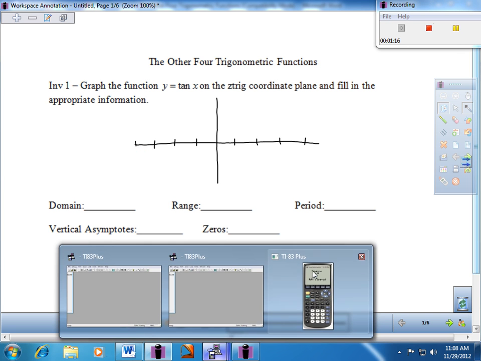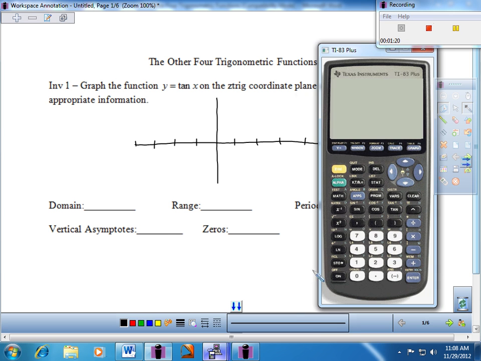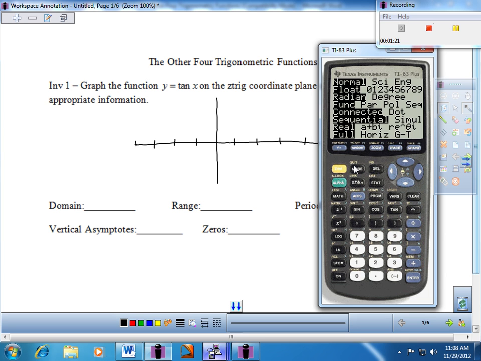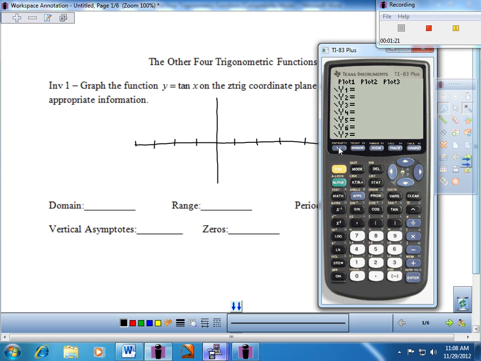So I'm going to grab my graphing calculator and bring it on up. Let's go ahead and go to the y equals. Please make sure you're in radian mode if you get an opportunity. I'm going to type in y equals tangent of x, and hit zoom at the top, and then number 7, please, the z-trig window, of course, and we end up getting something along these lines right here.